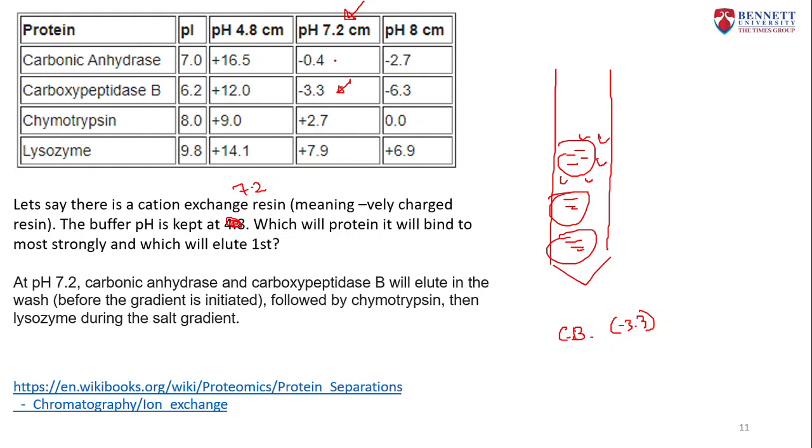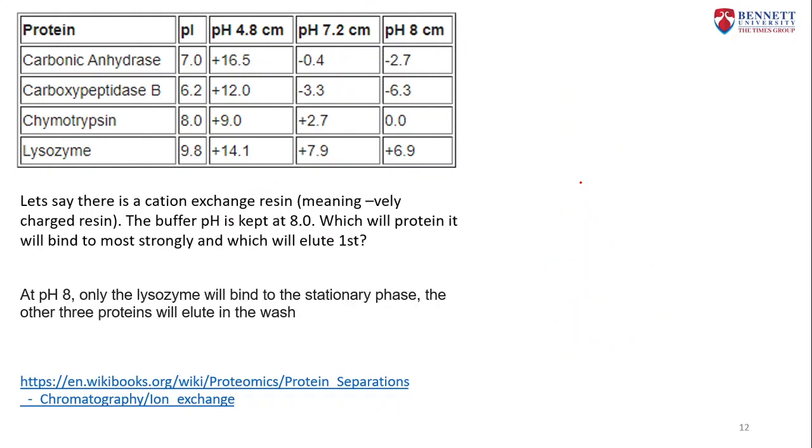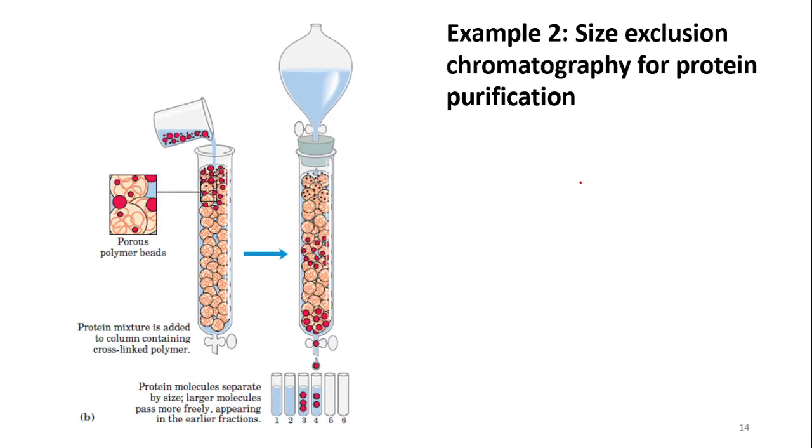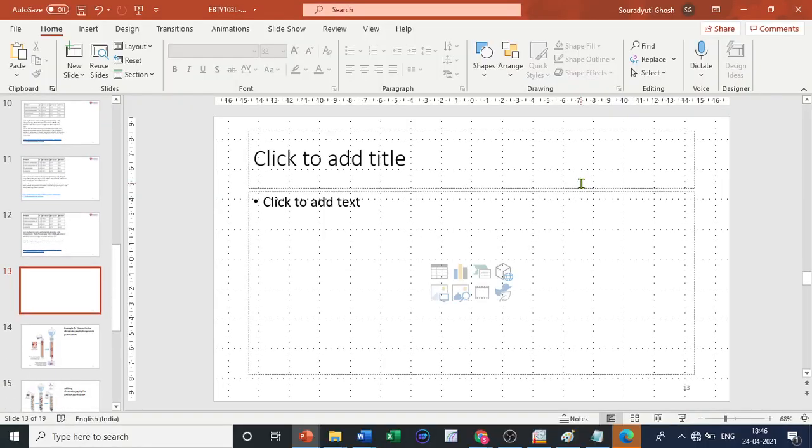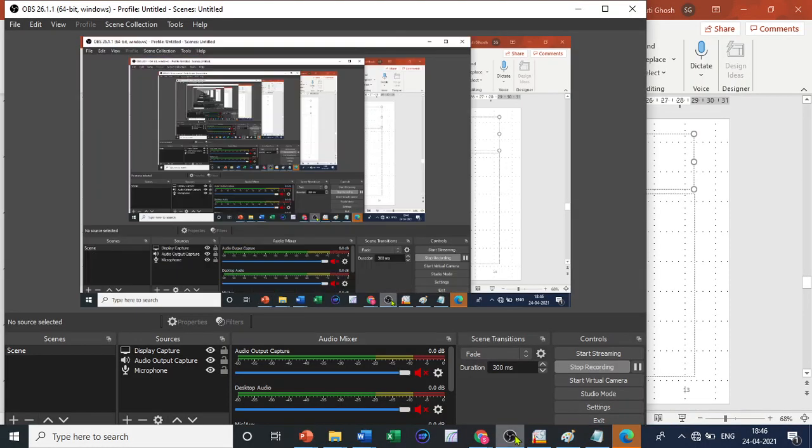That would be followed by carbonic anhydrase, because carbonic anhydrase is almost neutral, slightly negative. That would be followed by chymotrypsin, because it has a slightly higher positive charge, but definitely not as positive as lysozyme. And for lysozyme, if we apply a good salt concentration, then lysozyme will come out. I have done the same for pH 8 also. So this is pretty much the theory of ion exchange chromatography. You can go over this, and I will have more discussion in the actual session.